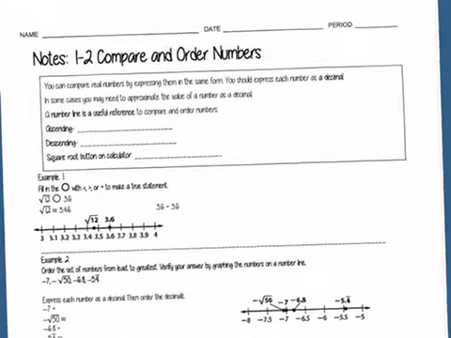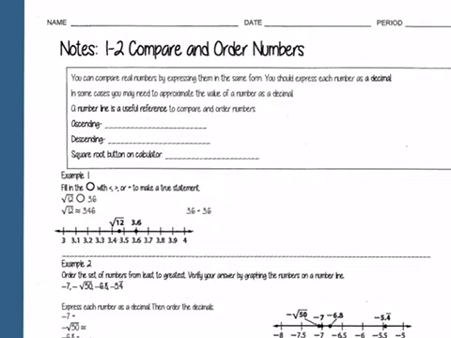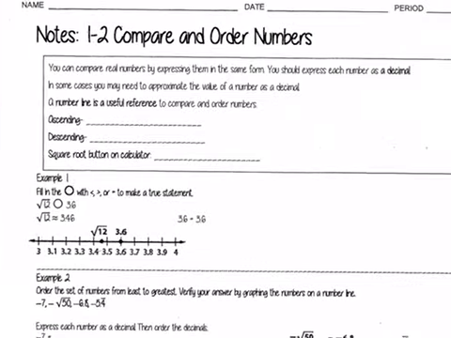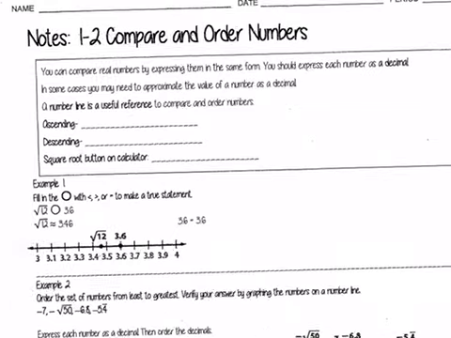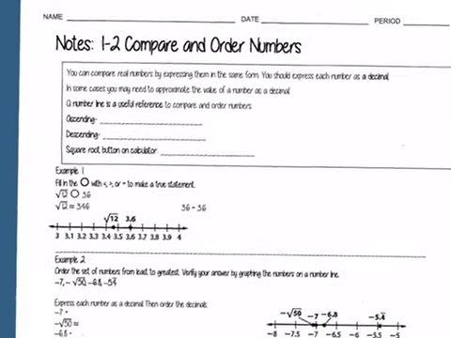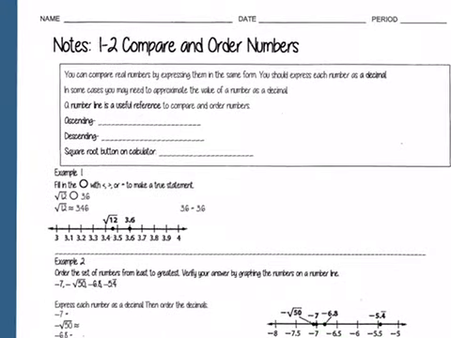Okay, so we're looking at comparing and ordering numbers with our real numbers that we discussed earlier last week. You can compare real numbers by expressing them in the same form. You should express each number as a decimal. In some cases, you may need to approximate the value of a number as a decimal. A number line is a useful reference to compare and order numbers.